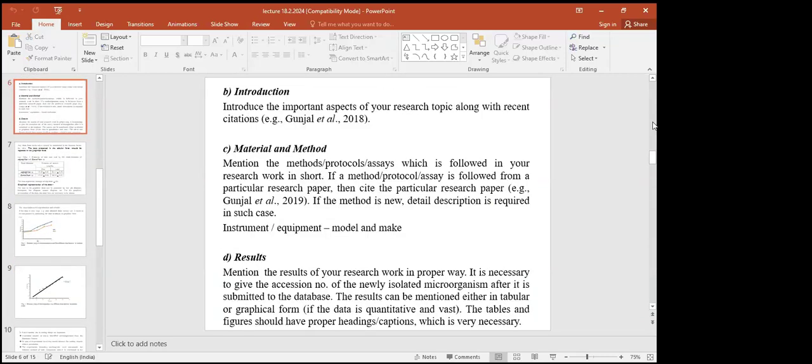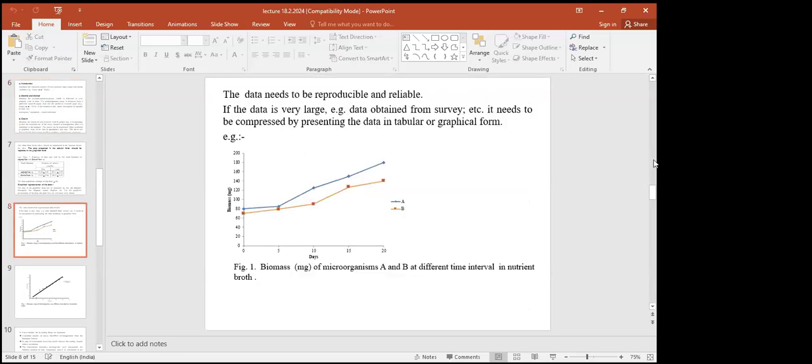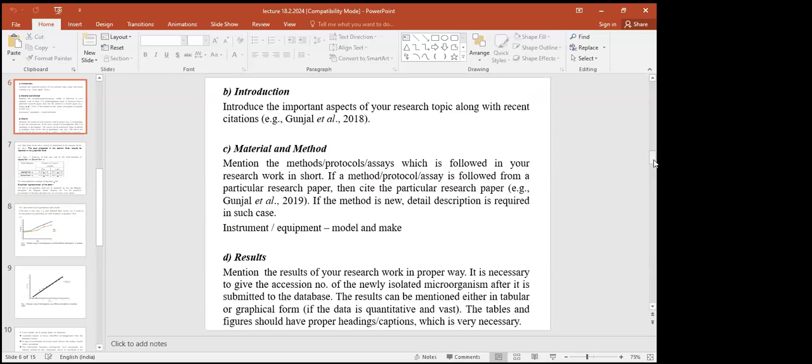Then comes results, which is R. You need to mention the results one by one, of your research work, in a proper way. It is necessary to give the accession number. For example, in microbiology, if you have isolated some new organism, then it is expected that you give the accession number.